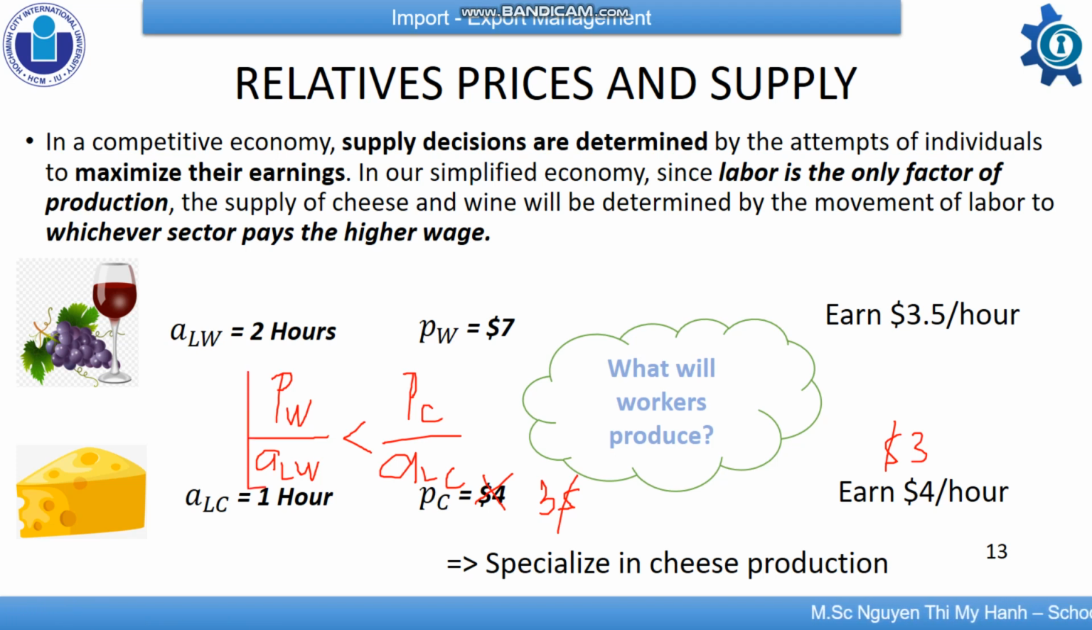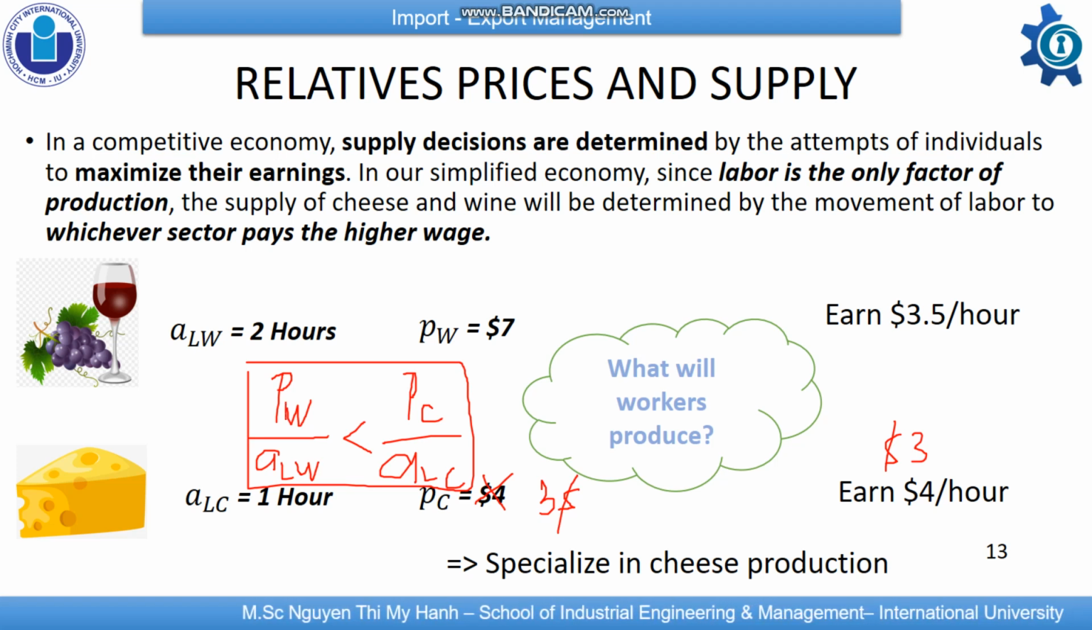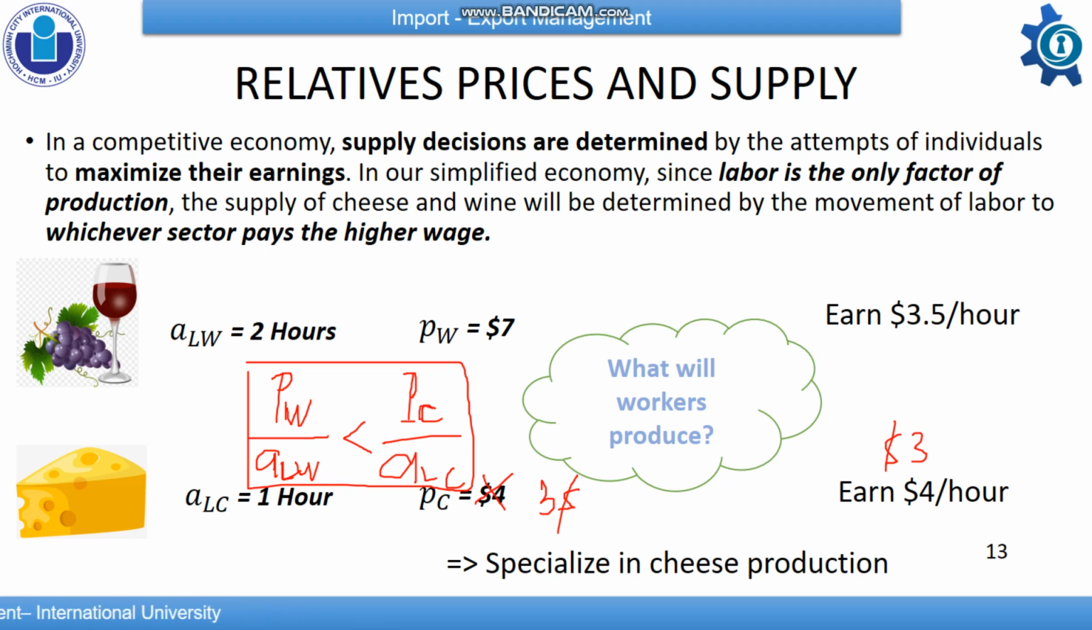So if the ratio between the price of Y divided by the hours they need to spend to produce 1 gallon of Y is less than the ratio of the price of 1 pound of cheese divided by the number of hours used to produce 1 pound of cheese, we will specialize in cheese. If this ratio is larger than this ratio, we will specialize in Y.